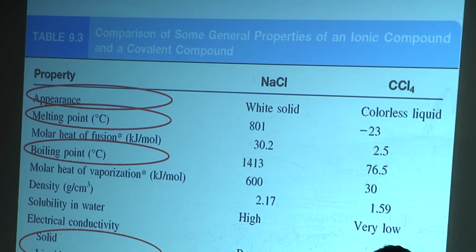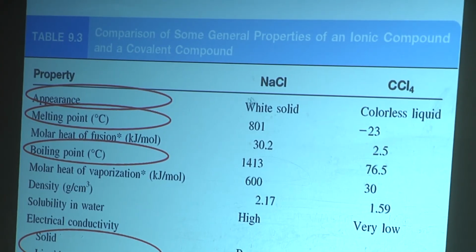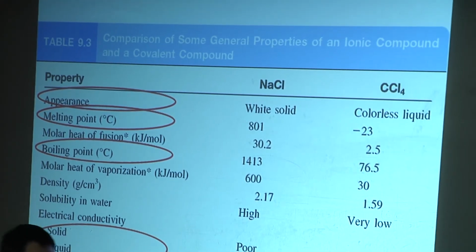So here's a comparison of some general properties of an ionic compound and a covalent compound, or a molecular compound that has covalent bonds. At room temperature, ionic compounds tend to be solid, right? Whereas molecular compounds can be solid, liquid, or gas, and they're very variable. The melting points of ionic compounds are very high. That's why they tend to be solids, right? Because the melting points are very high. And they're high because you have this very powerful attractive force between the positive and the negative, and that's hard to separate. You have a high lattice energy.